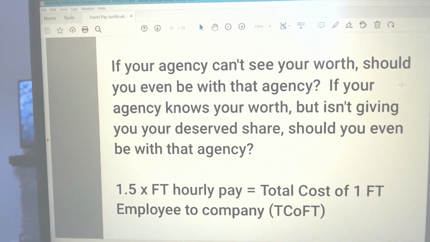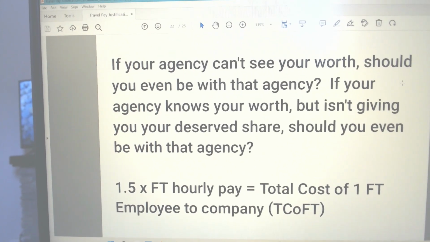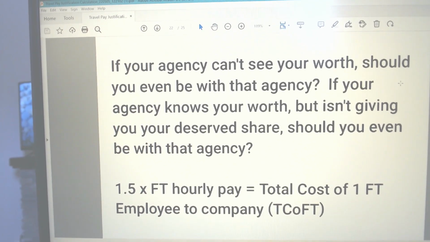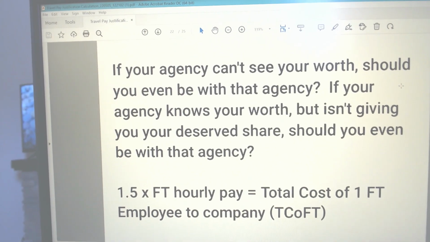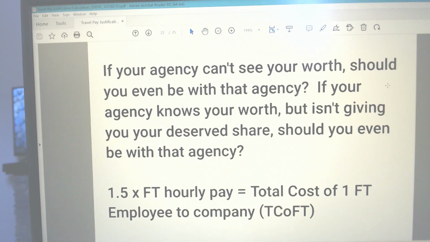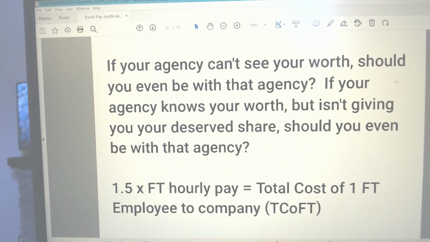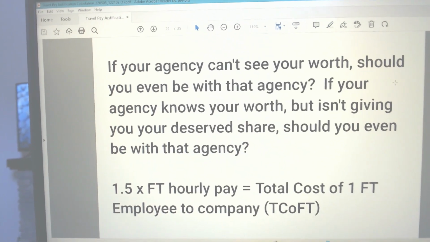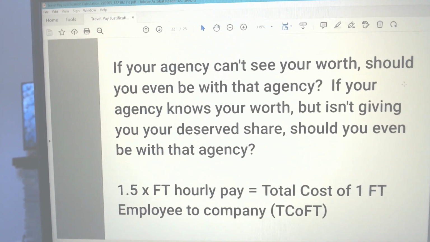Agencies, if your agency can't see your worth, they can't sell your worth. If they can't sell your worth, then why are you with them? There's plenty to choose from now. They came out of the woodwork when COVID hit. They're everywhere. I thought about becoming a recruiter myself, because I know what you're worth, and I know I could stand up for you.